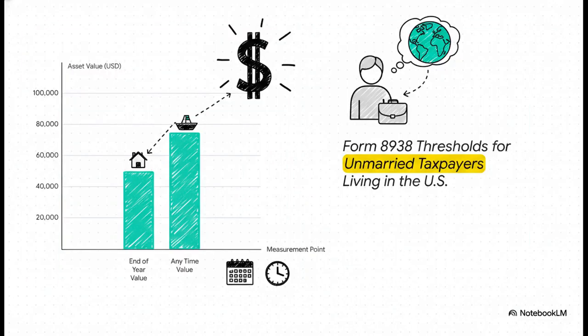Just to give you a feel for how different these thresholds are, let's look at an unmarried person living in the US. You'd have to file Form 8938 if your foreign assets top $50,000 on the last day of the year, or if they hit $75,000 at any point during the year. And just so you know, these numbers are even higher for married couples and for people living outside the US.